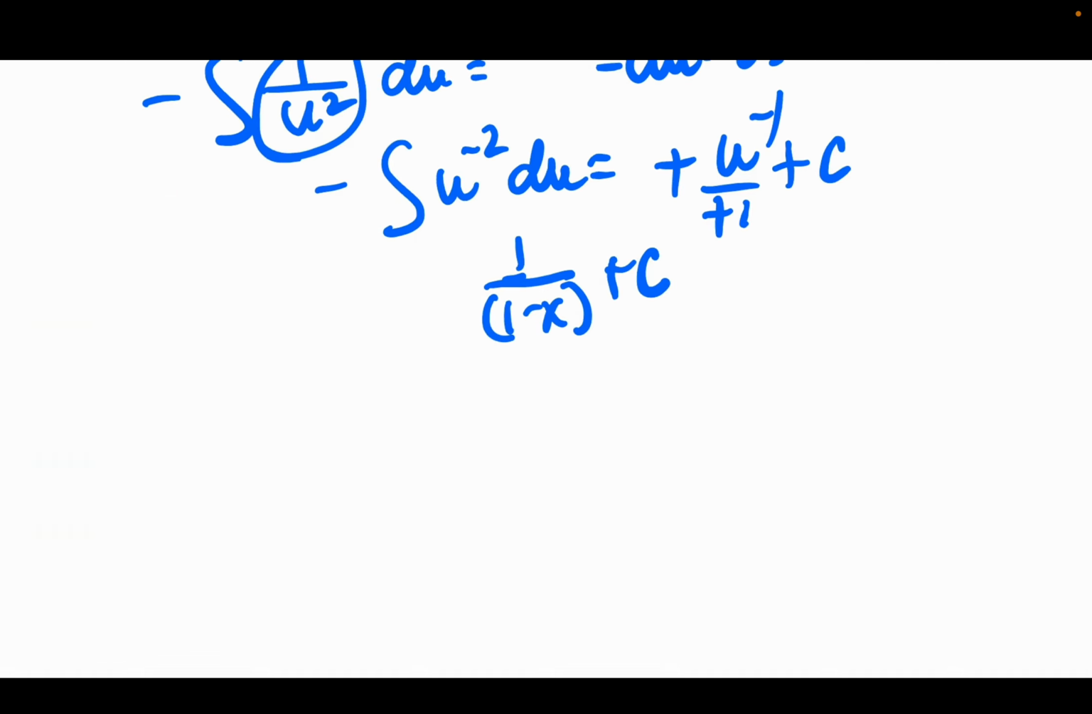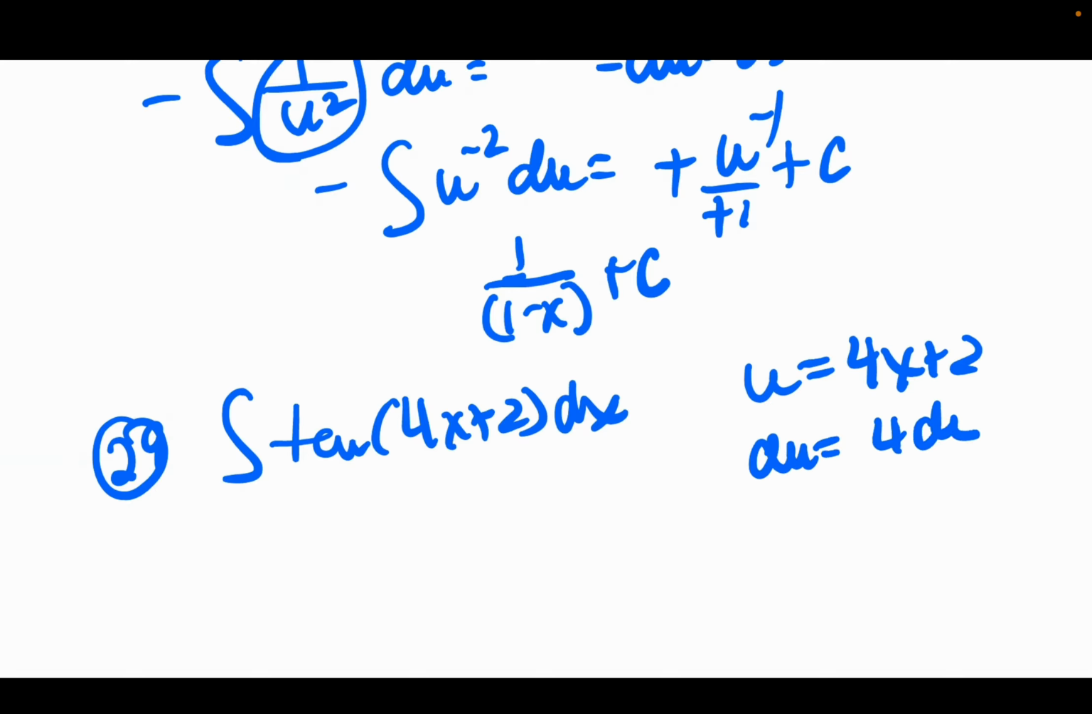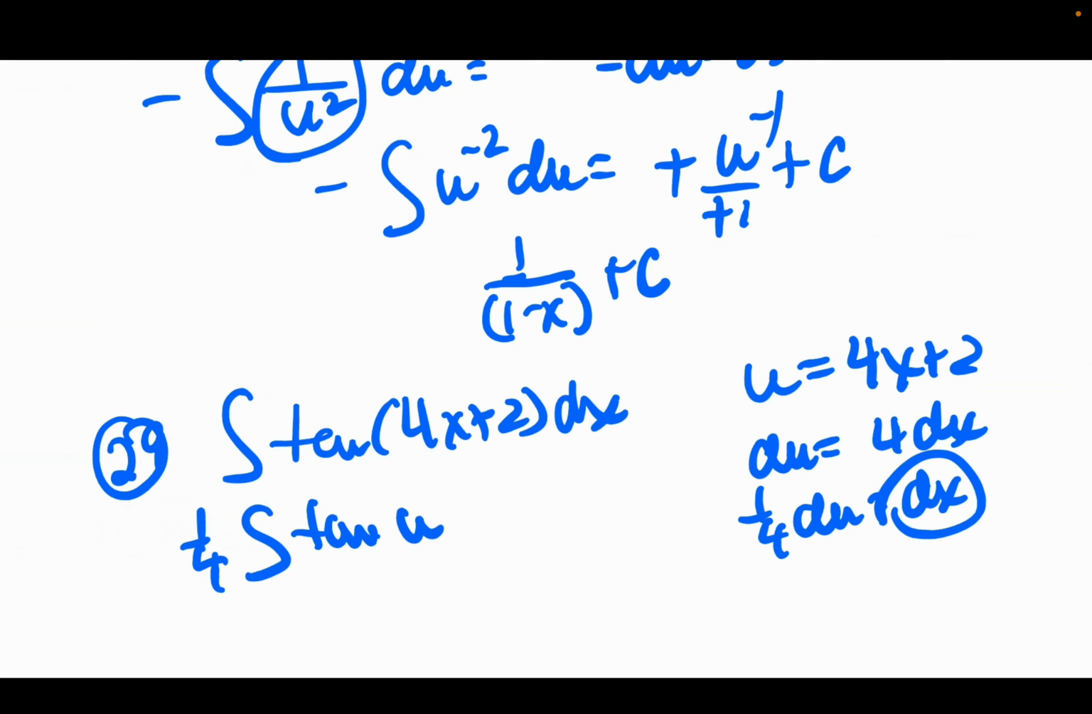All right, let's see, let's do number 29. It's the integral of tan of 4x plus 2. That just means you will have had to have made sure you memorize the antiderivative of tan. u is 4x plus 2. du is 4 dx. 1/4 du equals dx. So this is an integral of tangent u. dx is 1/4 du.